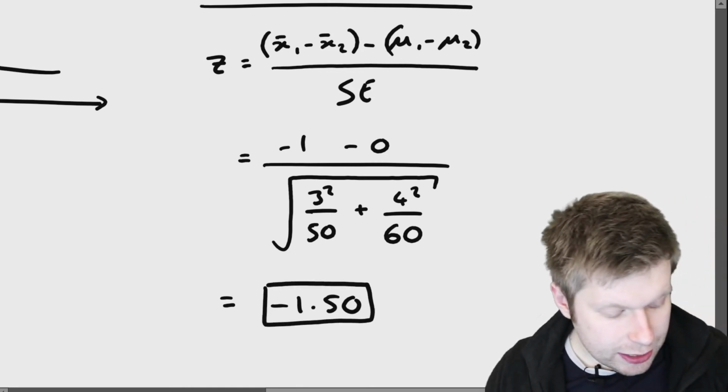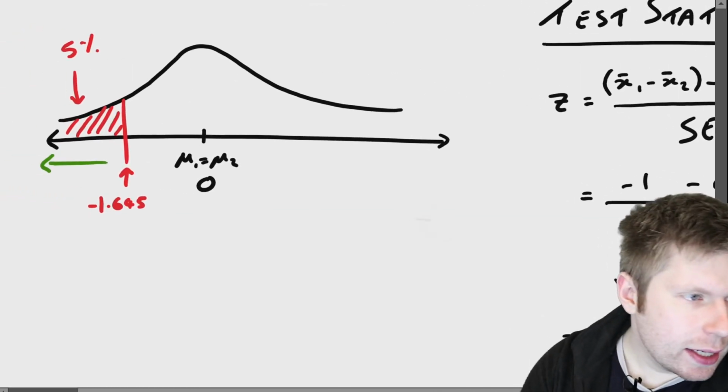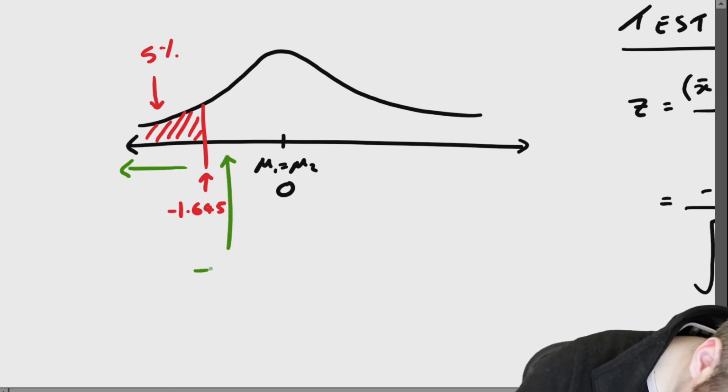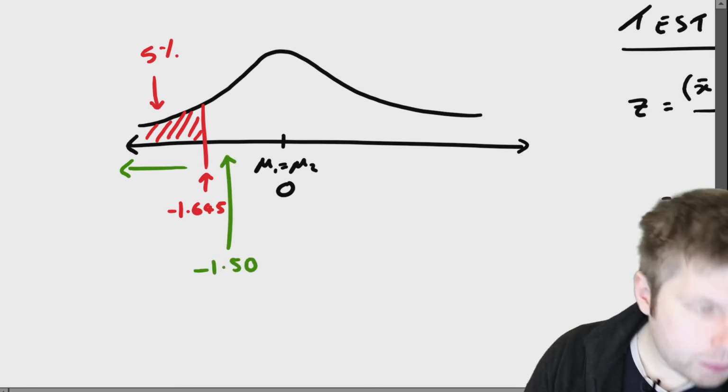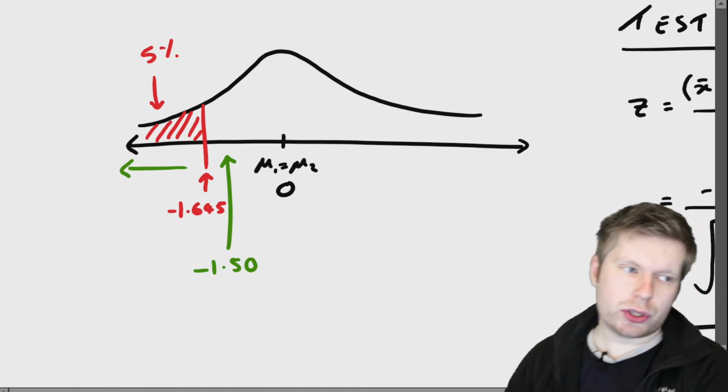That's how many units of standard deviation my actual sample difference in the means lies away. So negative 1.50 lies here, which means that I fail to reject the null hypothesis because it doesn't lie in the critical region.